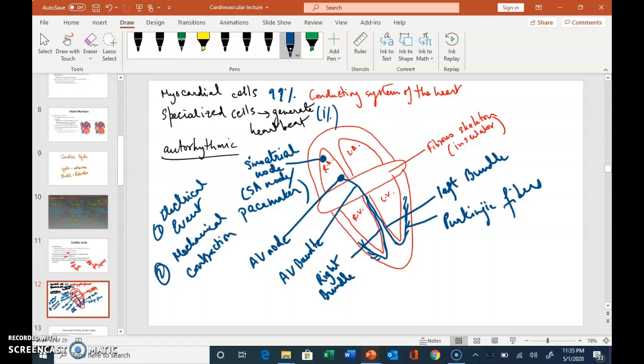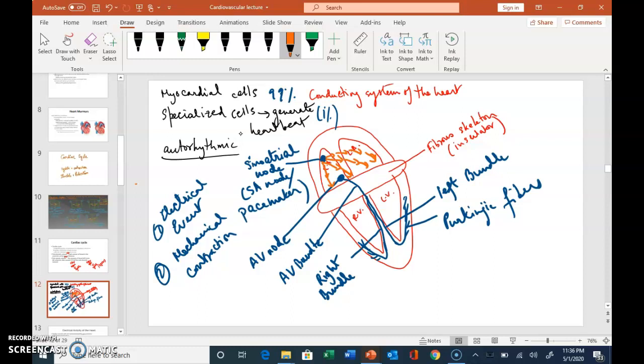All right, so let me take a different color. Okay, so first what happens is the SA node starts firing action potentials, and these action potentials spread all over the atria and depolarize the atria. These action potentials then hit the fibrous skeleton, but remember the fibrous skeleton is the insulator, so most of these action potentials die down. The only point that holds the action potential is the AV node.